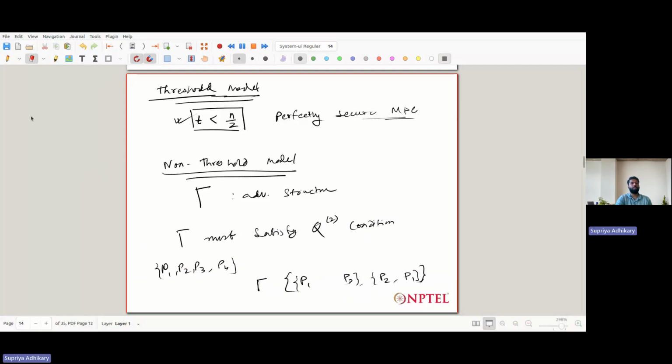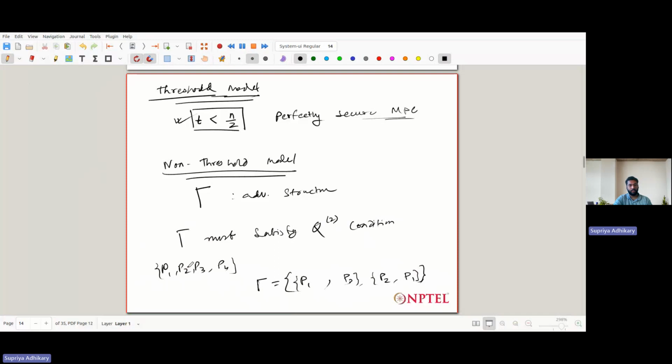P1, P3, and P2, P1. So this is our adversary structure. If this is our adversary structure, then you can see that if we take these two sets and union, the union of them does not cover the P, right? So for this gamma and this adversary structure, we can actually have a secure, perfectly secure MPC.